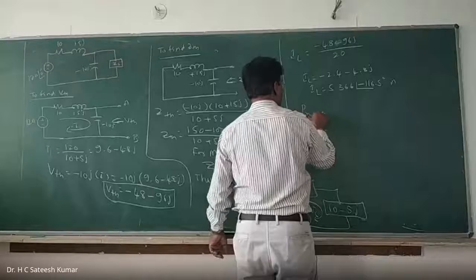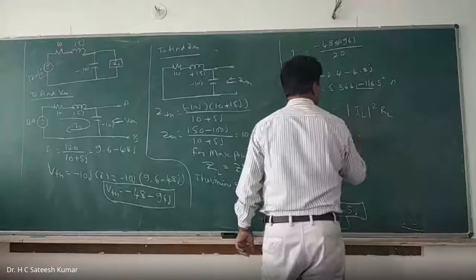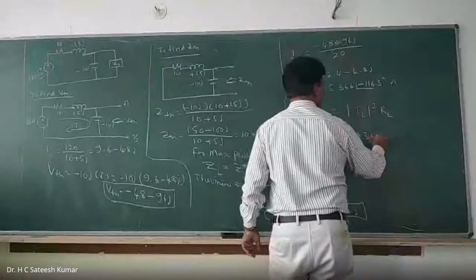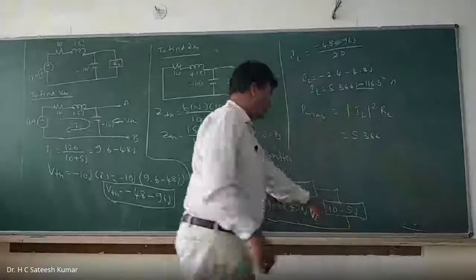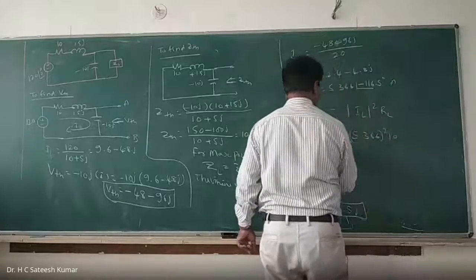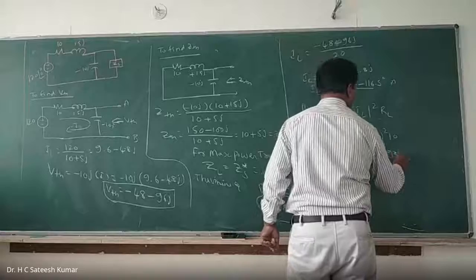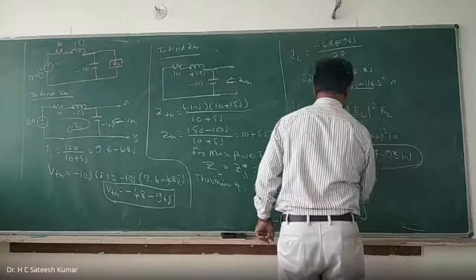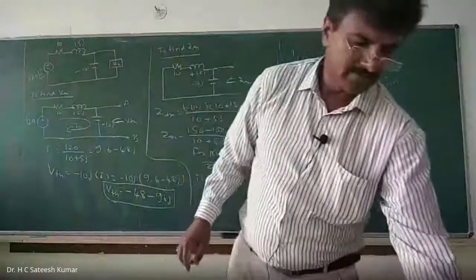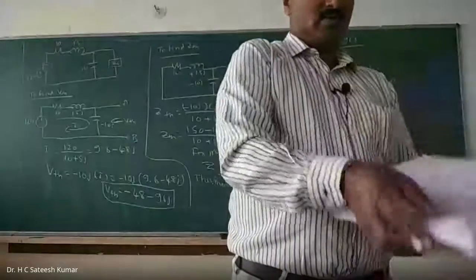Pmax is equal to magnitude of IL squared into RL. Magnitude of IL is 5.366, so 5.366 whole squared into RL. RL is only the load resistance, you should take it: 10. So 5.366 whole square into 10. How much is this? 287.93 watts. We will get Pmax. That's how we should do the problem. This is the kind of problem we have seen in the examination.